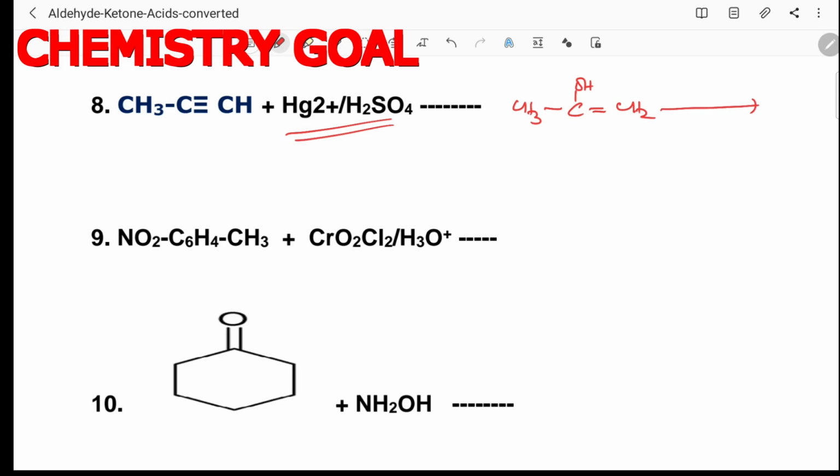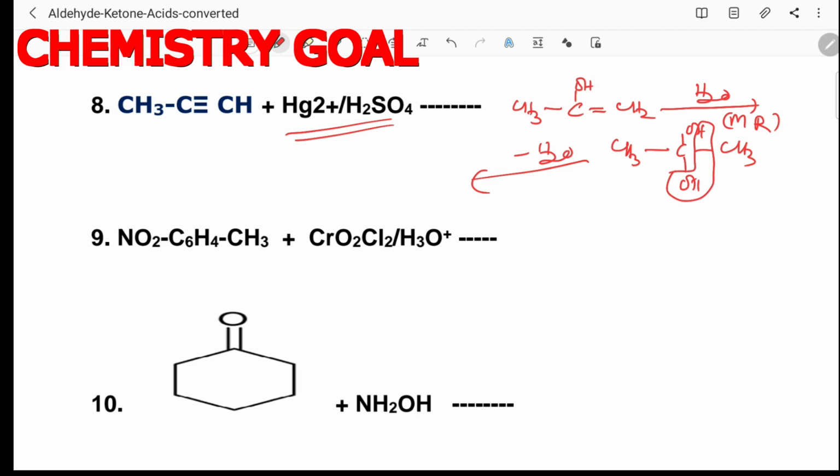Then the second addition takes place, again a water molecule is added in presence of mercury sulfate and sulfuric acid. The result is CH3COH, another OH is here, then CH3. It will obey Markovnikov's rule, we already know, addition reaction of unsymmetrical alkyne, but as 2 OH groups are attached to 1 carbon, it loses a water molecule and produces ketone, CH3COCH3. The middle carbon becomes ketone. This is acetone.